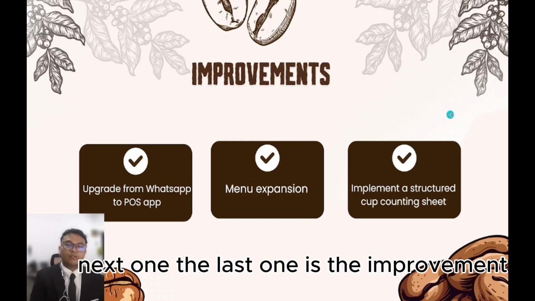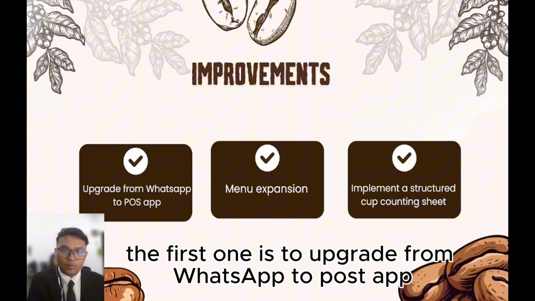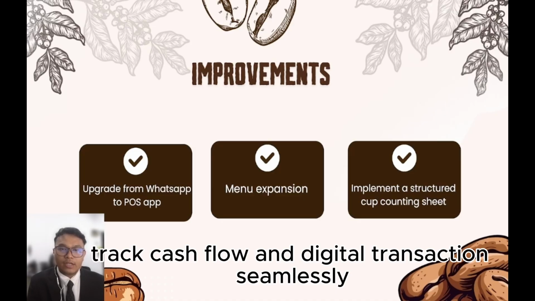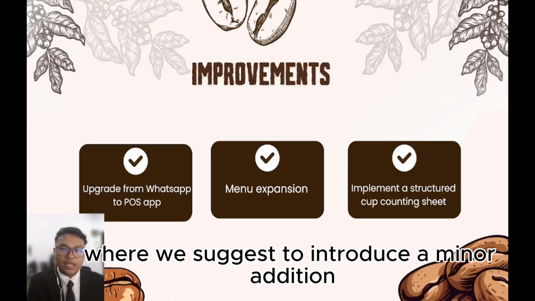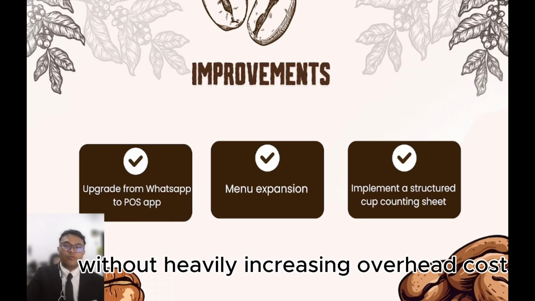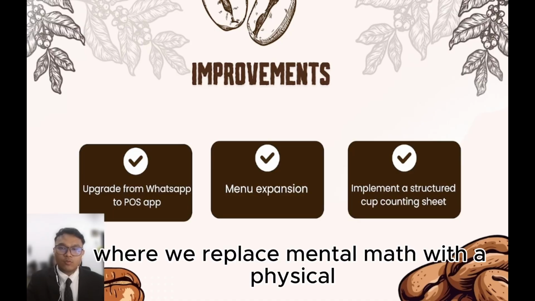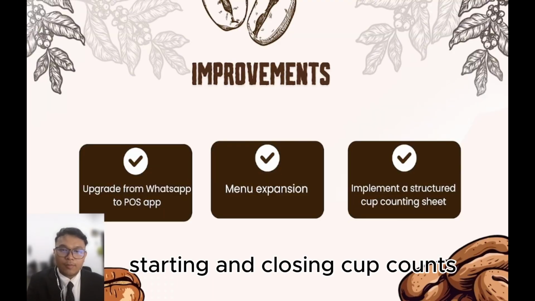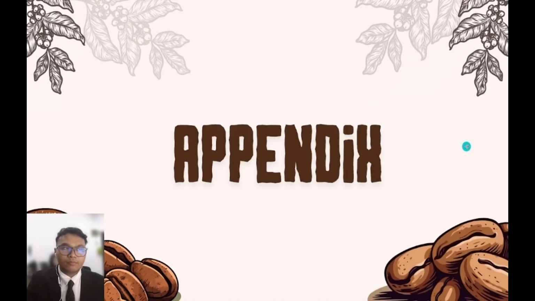The last one is the improvement. To overcome these challenges, our group proposed three key improvements. The first one is to upgrade from WhatsApp to a POS app. Transitioning to a free smartphone point of sale app will automatically track cash flow and digital transactions seamlessly. The next one is menu expansion, where we suggest introducing a minor addition like pastries or packaged beans, which can open a brand new revenue stream without heavily increasing overhead costs. The final one is to implement a structured cup counting sheet, where we replace mental math with a physical daily inventory sheet, where the owner will log the exact starting and closing cup counts, completely eliminating cash to inventory mismatches and untally situations. Next, the appendix.